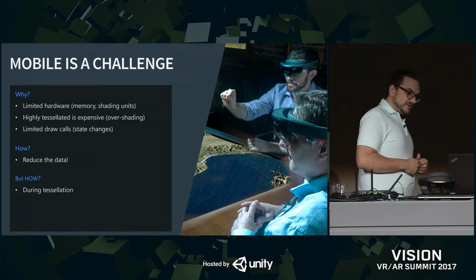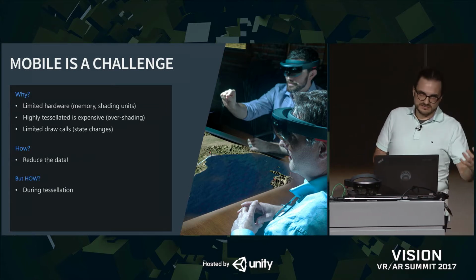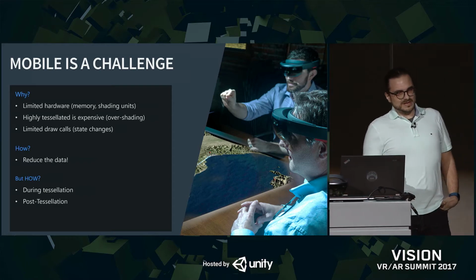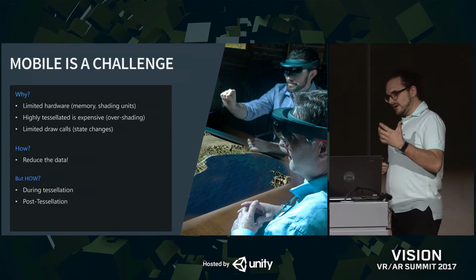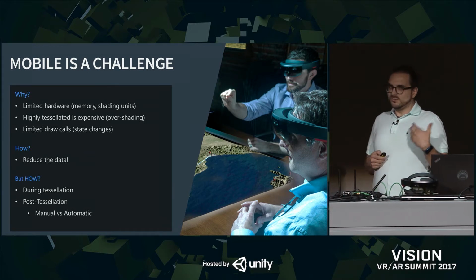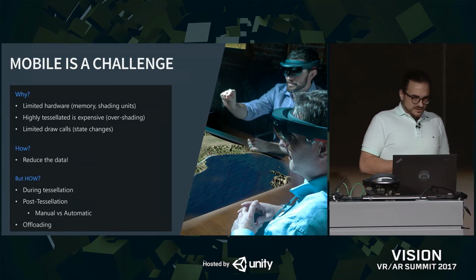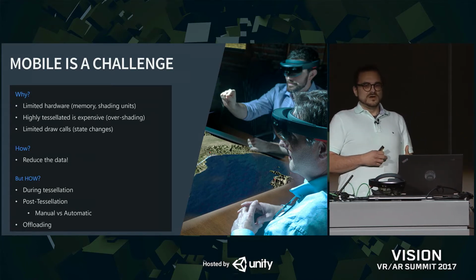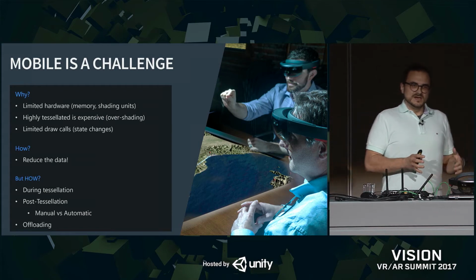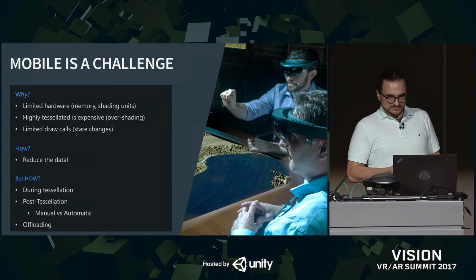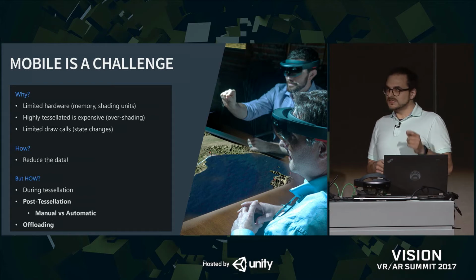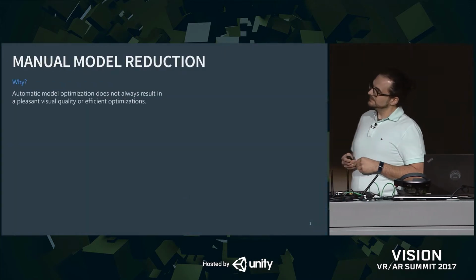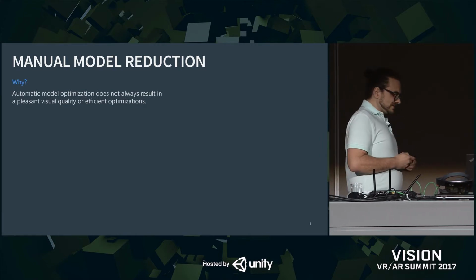But typically, you don't have that. What you get is an FBX or an OBJ file, so you already get tessellated objects, right? So what you can do then is optimize it in post-tessellation, after they are already tessellated, and you can do it manually or automatically. Another option is, of course, offloading the rendering. So you don't do the rendering on the actual mobile platform, but you do it on a server or PC, and then just stream the results to your mobile platform. For the next couple of minutes, we're going to focus on the former pieces, because those are the most typical use cases. Well, manual model reduction, straightforward, right?